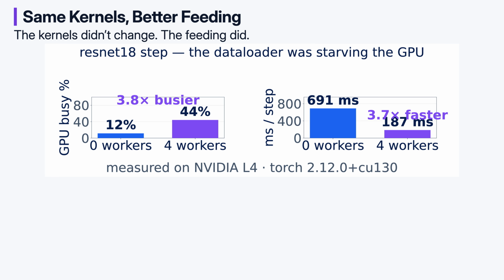The same story as a bar chart. Panel A is GPU busy, 12% at numWorkers 0, rising to 44% at 4. Panel B is step time, 691 milliseconds, falling to 187. Same kernels, better feeding, the before and after of a Dataloader-Bound fix. Measure, fix, then remeasure.